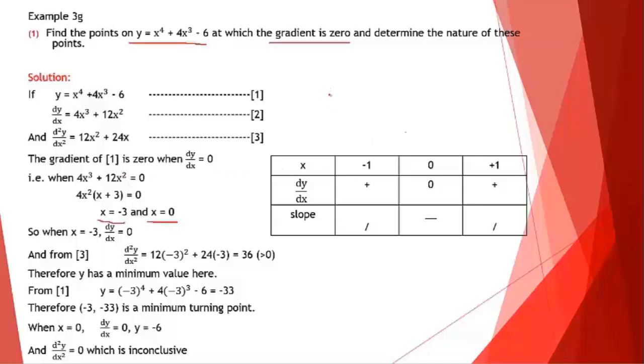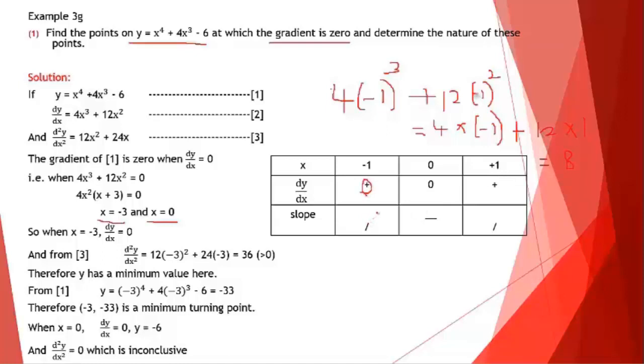So by substituting negative 1 in the equation dy by dx equals 4x cubed plus 12x squared, we get 4 times negative 1 cubed plus 12 times negative 1 squared, which equals 4 times negative 1 plus 12 times 1, which is 12. So negative 4 plus 12 equals 8, which is a positive value.